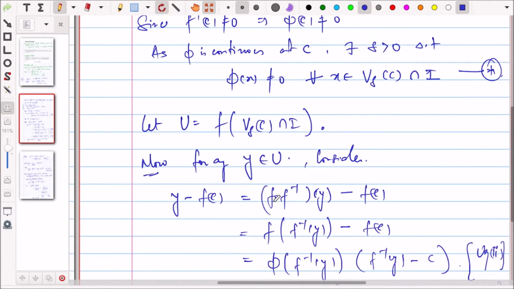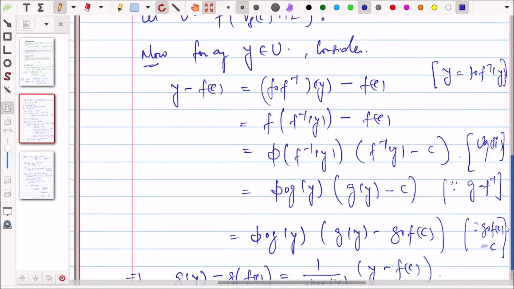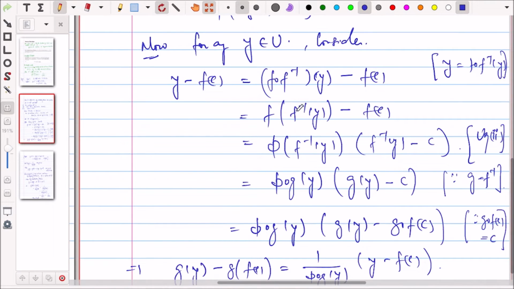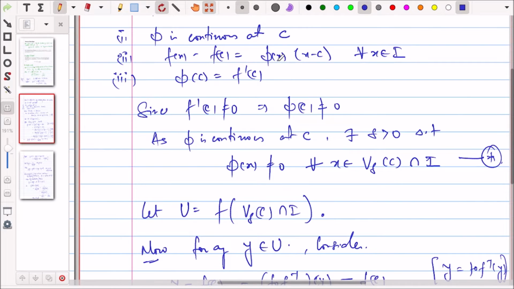Then we use this property of inverse function, that y can be written as f of f inverse y, right? Y is equal to f of f inverse y. So that's why I've used f inverse rather than g. If I had applied g, it may have confused you. That's why I have written f inverse first. So f of f inverse y minus fc. Now I have brought it in this form, which is the f of x minus fc form, right? This second form, f of x minus fc.